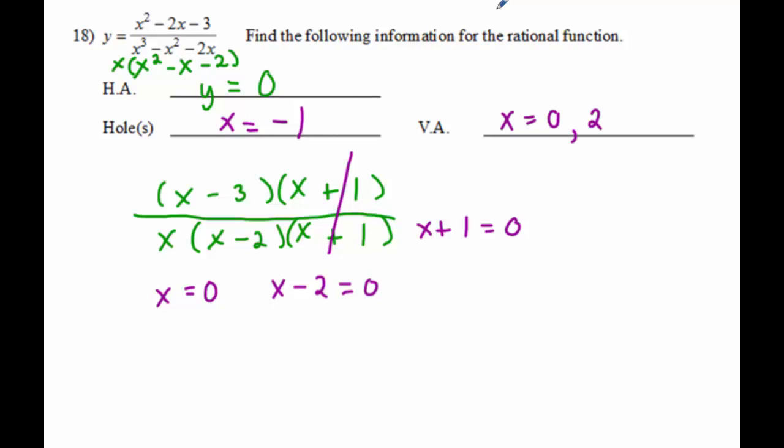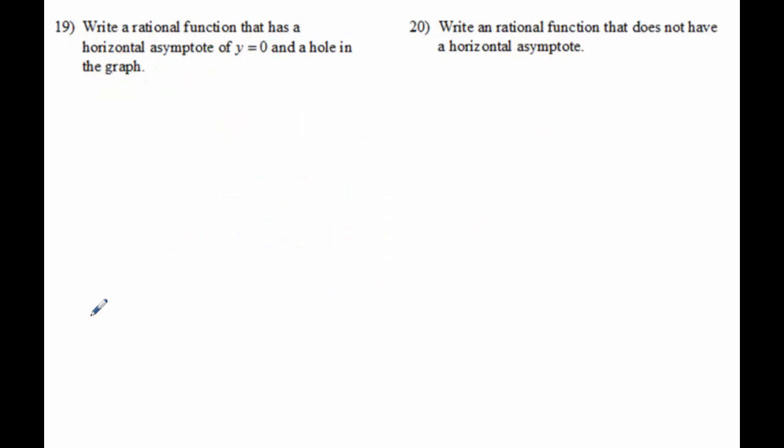Now, 19 and 20, I believe, require the highest level of thinking as far as this test goes, because they're asking you to come up with a function that meets certain criteria. So this first one says it has to have a horizontal asymptote at y equals 0 and a hole in the graph. When do I have a hole in my graph? When something cancels. So let's start off by putting something on top that's the same on bottom, so it would cancel out. It doesn't matter what. I chose, when I did it, to do x minus 1 on top and bottom. Okay? That is how I get a hole, is by having something cancel.